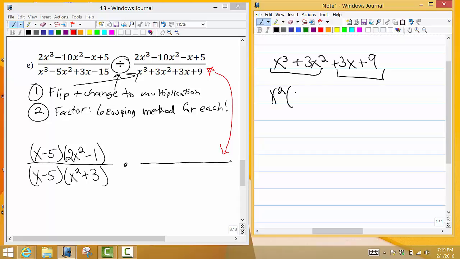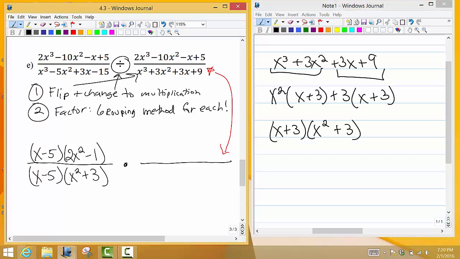So I'm going to pull out an x squared, I'm left with x plus 3. Here I'm going to pull out a positive 3, and I'm left with x plus 3. We'll pull out that common matching binomial, so I'm going to pull out the x plus 3 to the front, and then I'm going to write the x squared plus 3, the factors that are left from each term. I'm going to put that into the top. Remember we said whatever's at the bottom of this fraction will be put at the top, so I'm going to put this at the top of this fraction.